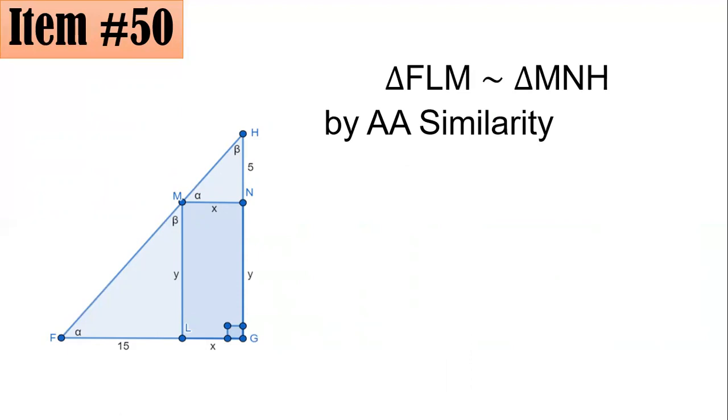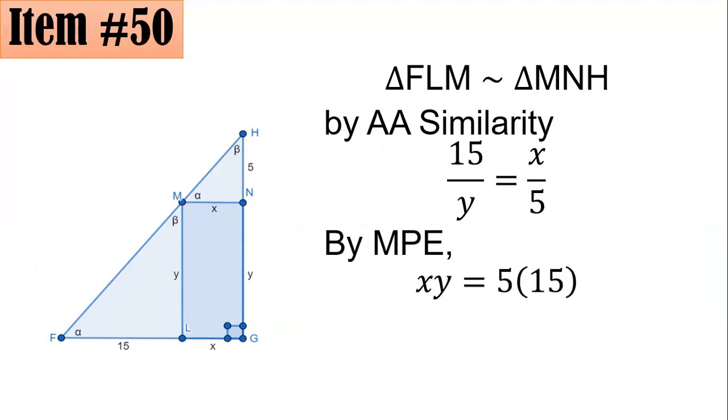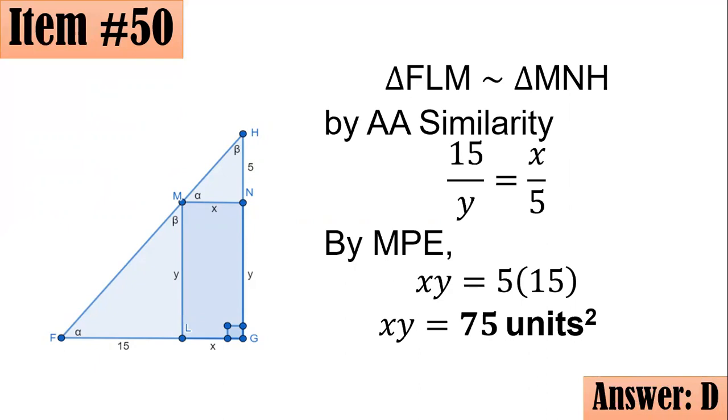Now, because they're similar, the ratios of their corresponding sides are also equal. That is 15 over y for this triangle is equal to x over 5 in this smaller triangle here. With such, multiplying both sides by 5y, you arrive at xy equals 5 times 15 or 75 square units. And remember, the dimensions of the rectangle are x and y. So the area of this is xy. And by doing such, we were able to arrive at xy, which is 75 square units, even without knowing the actual dimensions of your two similar triangles. With that, the correct answer here is letter D.